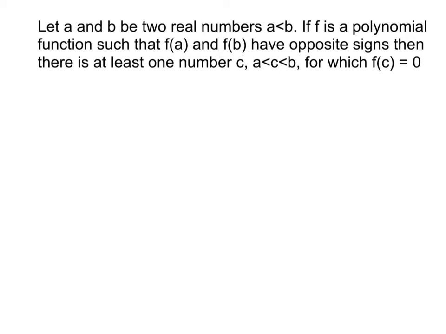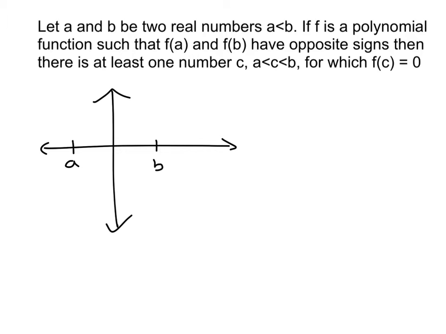What does that mean? Let me draw this out. Say we just need A to be less than B, so I'm going to put A here and B over here. Then f of A and f of B have opposite signs. Remember, f is basically the y coordinate. So say at A the y coordinate is negative, and at B the y coordinate is positive.